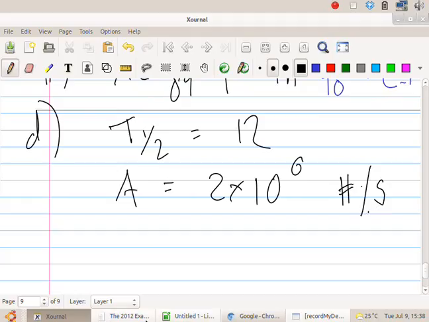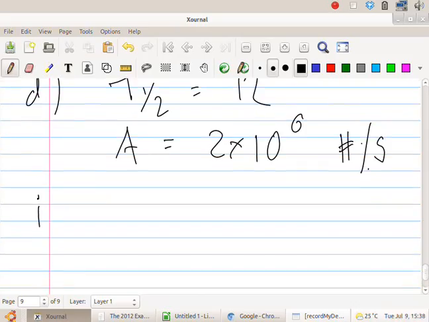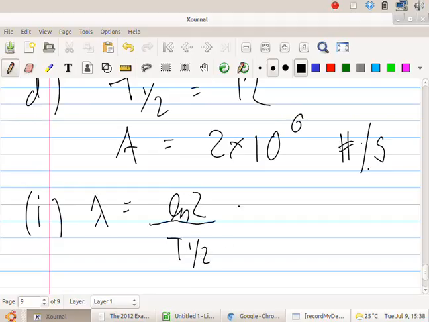Okay? Now what is he asking for? The activity after 60 seconds. So you have a formula for that, don't you? Well, first, actually, before we do anything, let's get the lambda constant. The formula for lambda is at the bottom of page 2. Lambda is log 2 over the half-life. Please calculate. So log 2 over 12, what's that going to be?